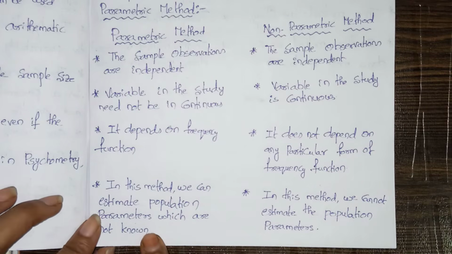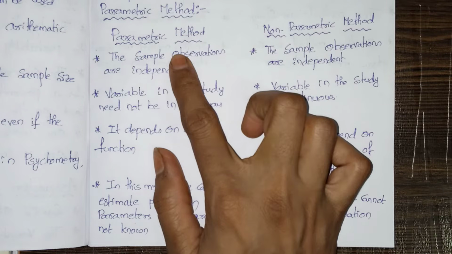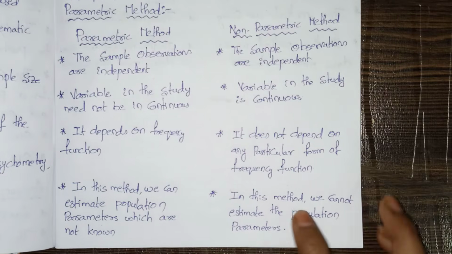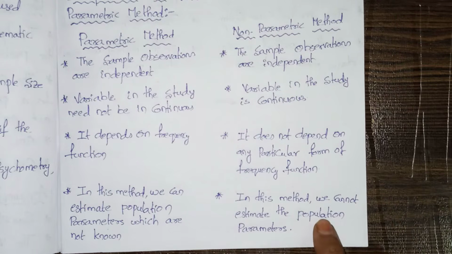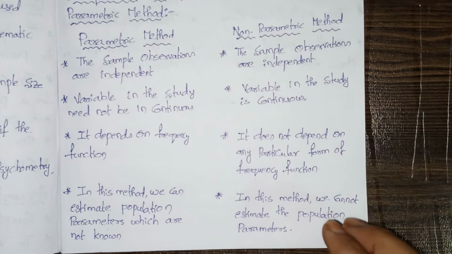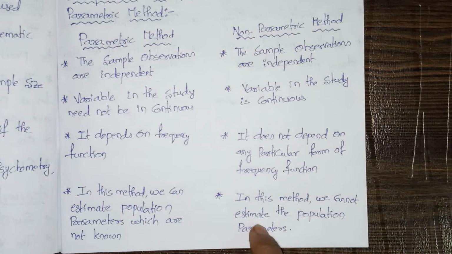Next, fourth point, in this method we can estimate population parameters which are not known. So in the parametric method we can estimate population parameters, that means constants. But in the non-parametric method we cannot estimate the population parameters. Why? Because here we consider only sample statistics, that means sample unknown constants, but not population parameters, in the sense of unknown constants.